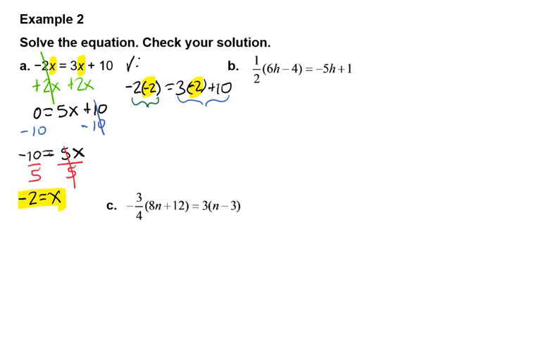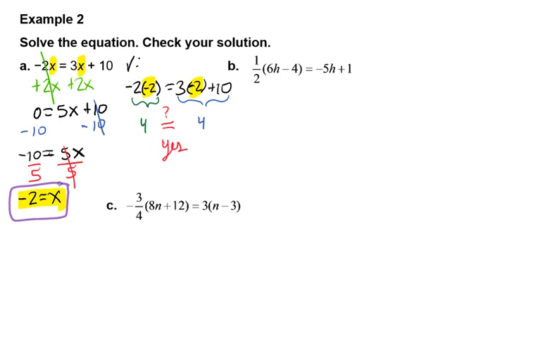So if we look at this, negative 2 times negative 2 is a positive 4, and 3 times negative 2 is a negative 6, and negative 6 plus 10 is a positive 4. So ask yourselves, does 4 equal 4? And that answer is yes. And so that tells us that x equals negative 2 is the solution. Let's move on to one that's a little bit more complex.